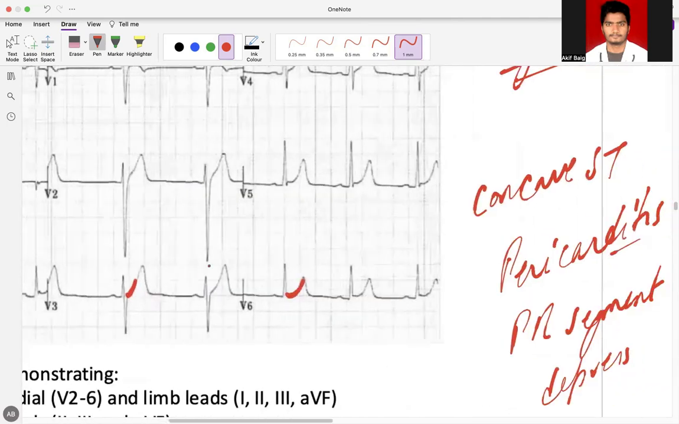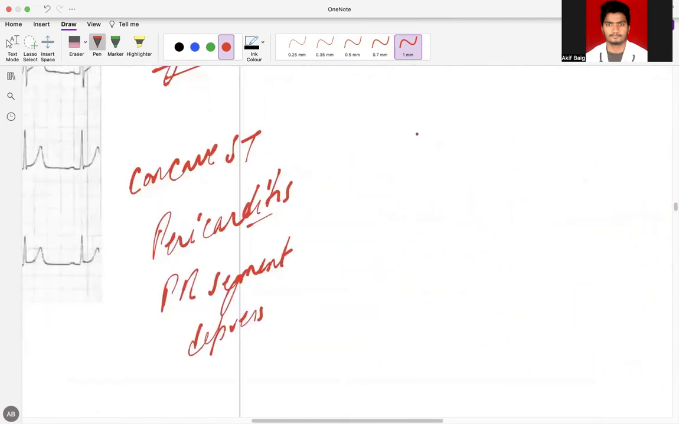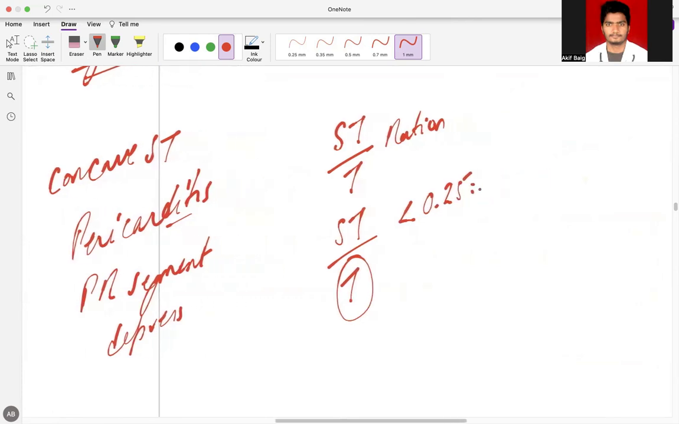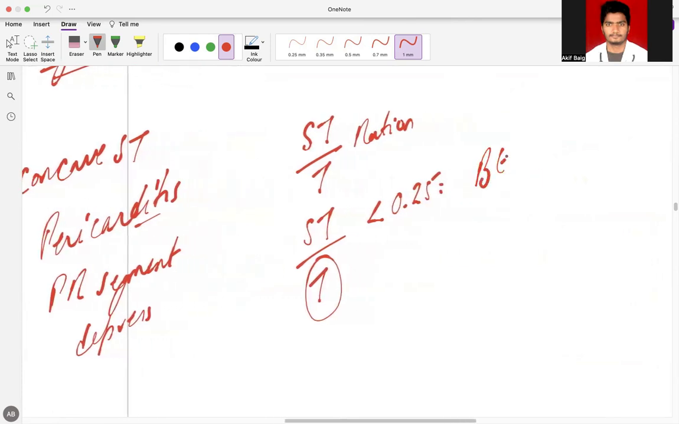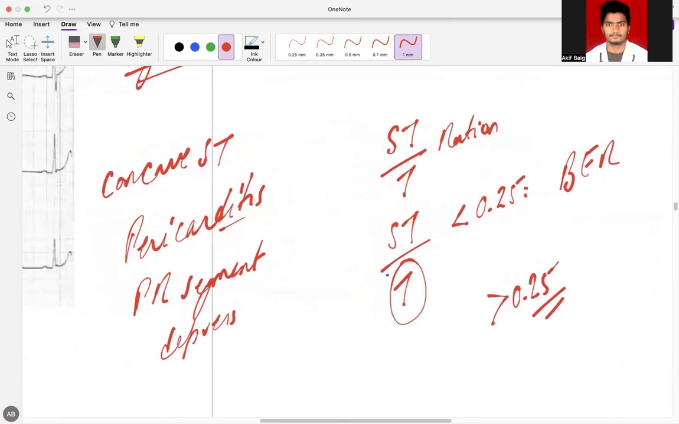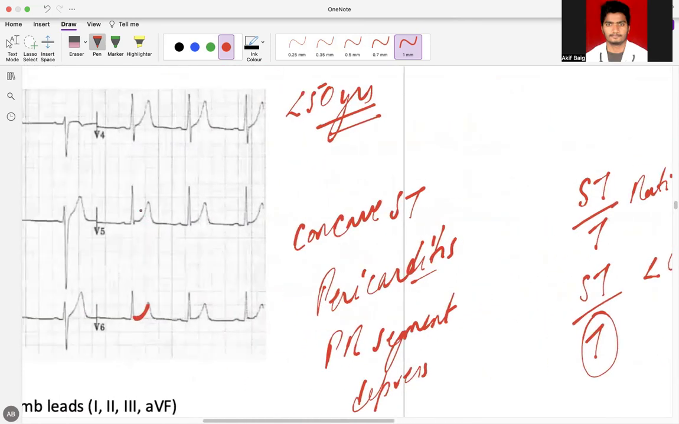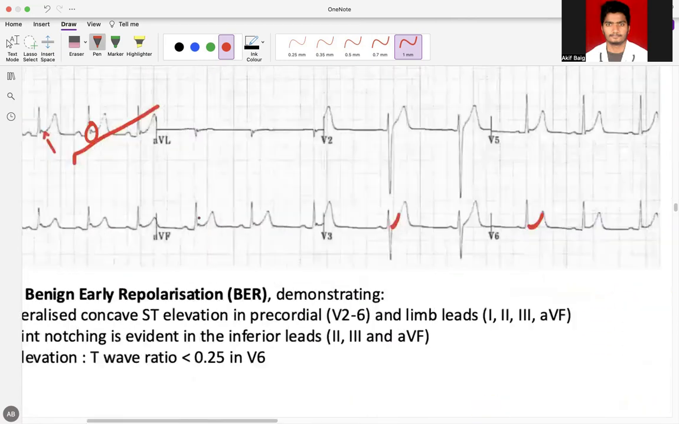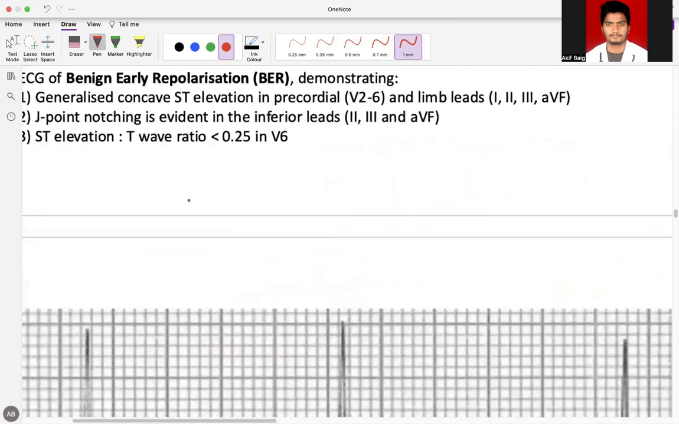But the important thing is how you differentiate: there is something called the ST segment to T wave ratio. That means the height of the ST segment divided by the height of the T wave amplitude. If we divide, and it is less than 0.25, then it is benign early repolarization. And in pericarditis, this is more than 0.5. So basically, in benign early repolarization, usually the T wave is prominent. As you can see here, the T wave is quite prominent when compared to normal. So a prominent T wave will be there.